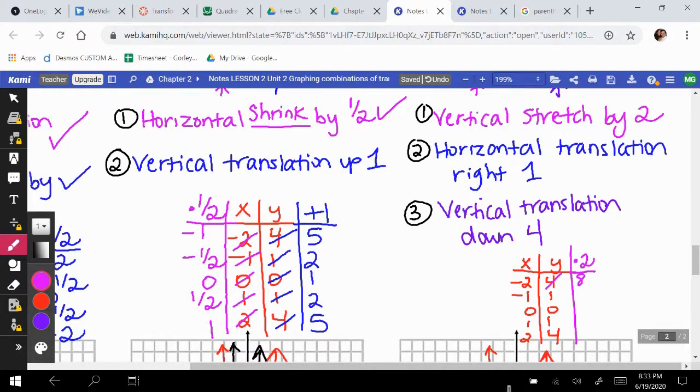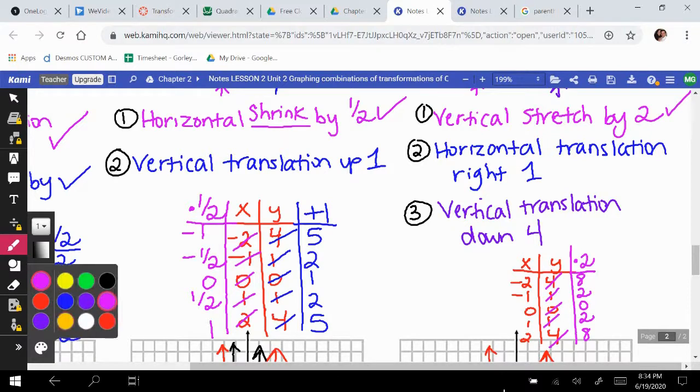4 times 2 is 8. 1 times 2 is 2. 0 times 2 is 0. 1 times 2 is 2. And 4 times 2 is 8. Okay, so that's done. Then we have a horizontal translation, right 1.